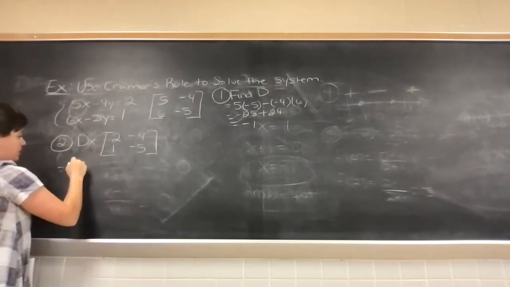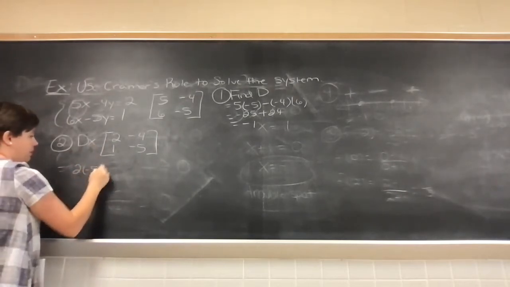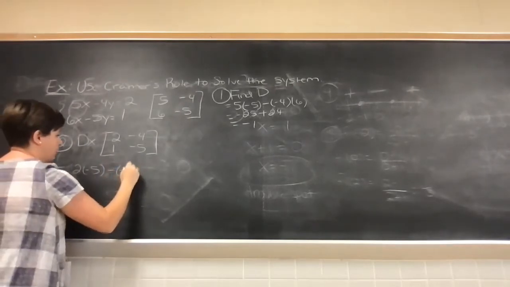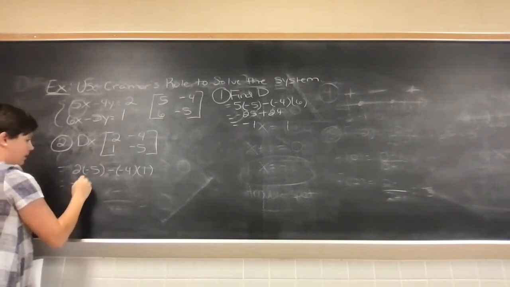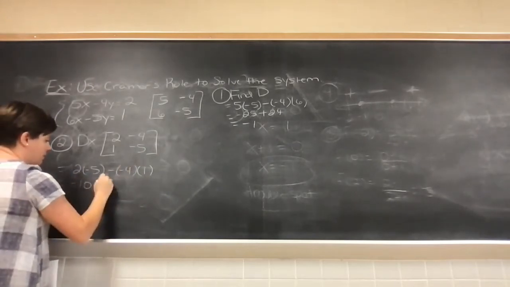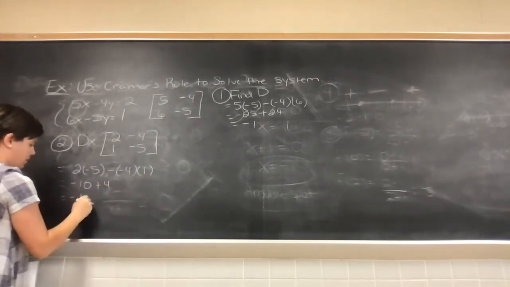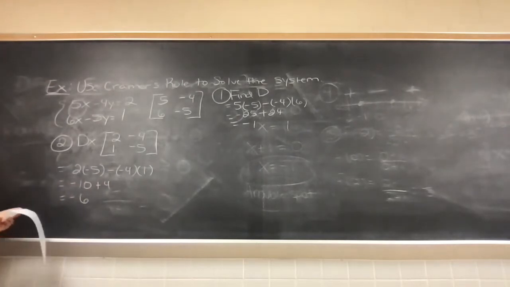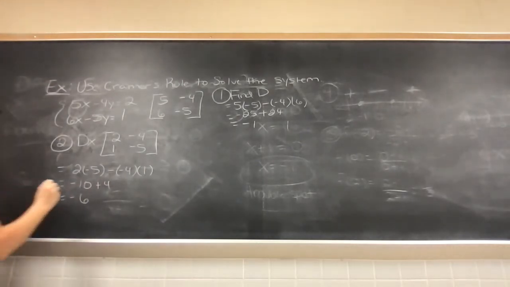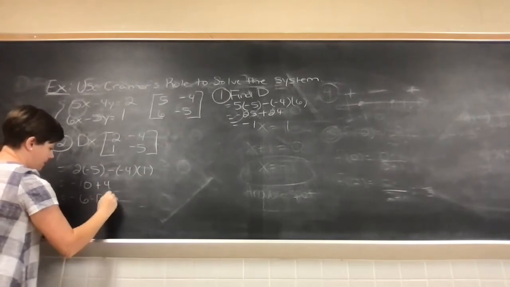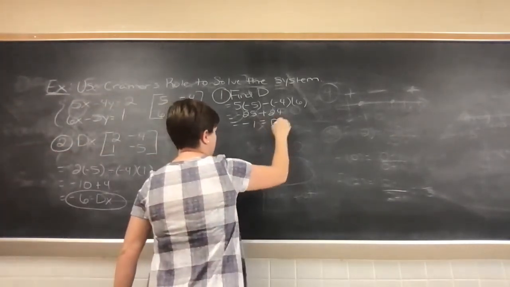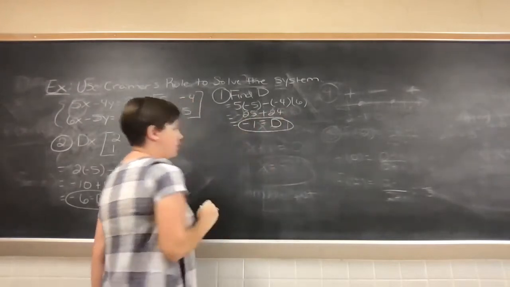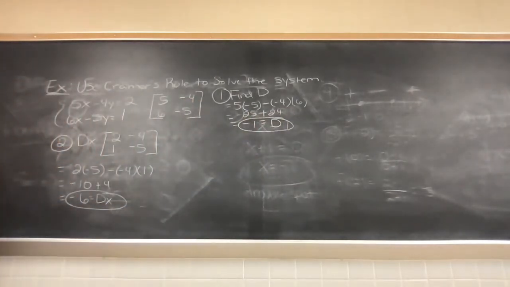So my determinant is 2 times -5 minus a -4 times 1. It's -10, and that's a +4. So my dx is a -6. And my d was a -1. I'll circle those so we can keep track of where they're at on the board.